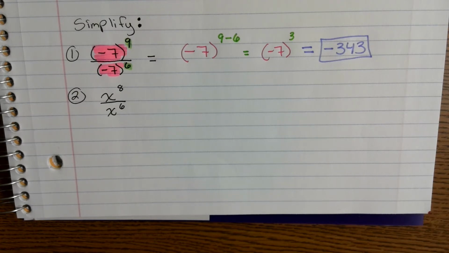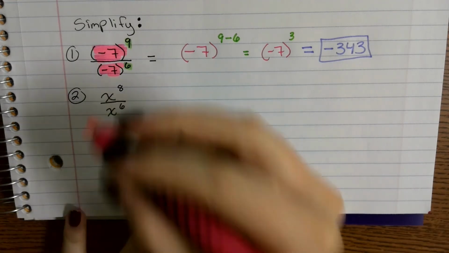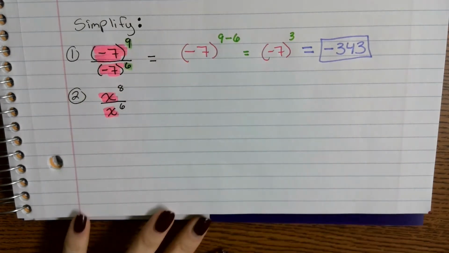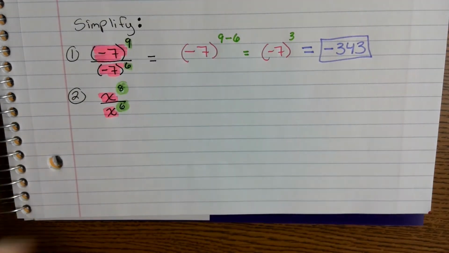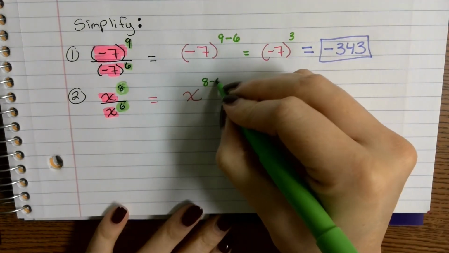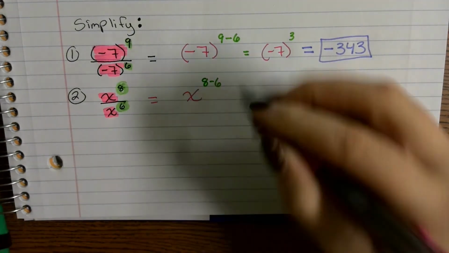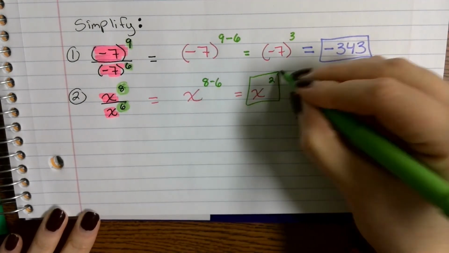Jayla, what's that going to give us? X to the 2nd power or X squared. You can say it either way, but yes, you guys need to make sure that you know how to say them correctly, okay? So the bases happen to be the same here. They both happen to be a value of X, and so we just have to focus on these exponents. So our base is going to remain an X. Our exponents are going to just go ahead and be subtracted, 8 minus 6, and that's going to give us X to the 2nd power or X squared. Okay?